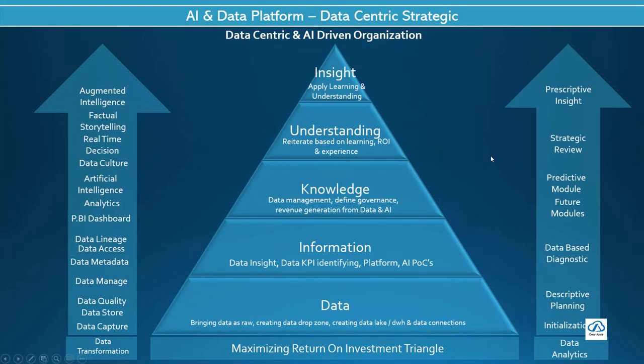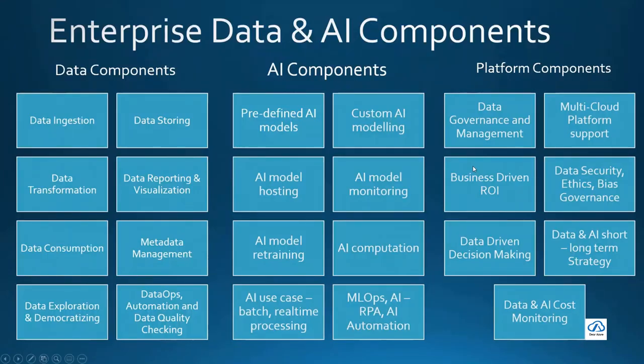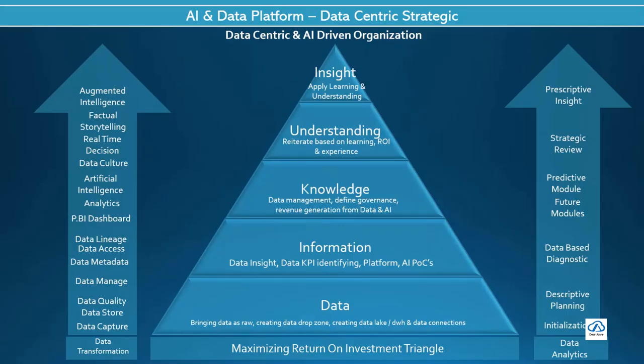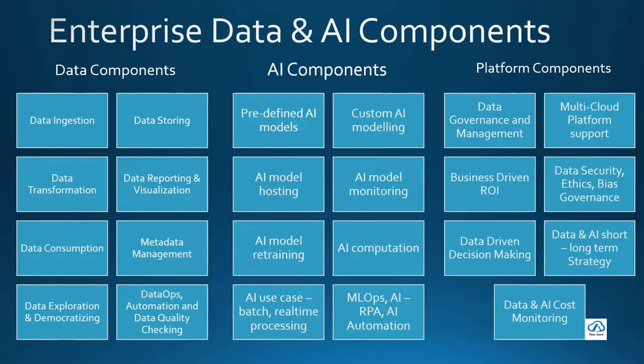Okay. So we know what kind of strategy we need to set. We know how data and AI investment works. First data, and then all the information, knowledge, understanding, and the insight. So it is actually an ecosystem end to end. It's not just doing a certain MVP or a POC. You need to complete the AI loop.